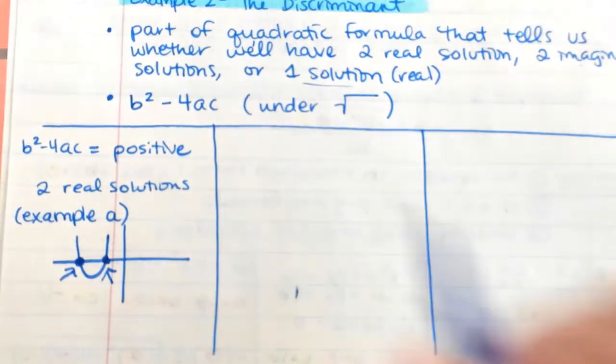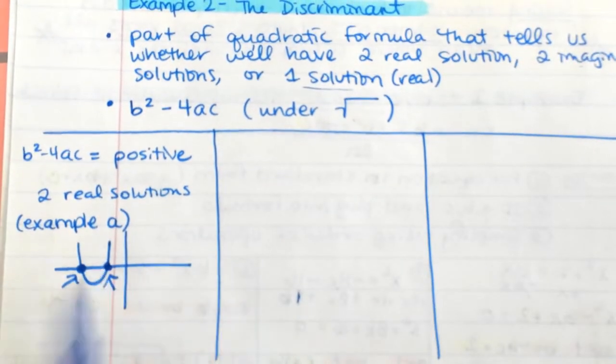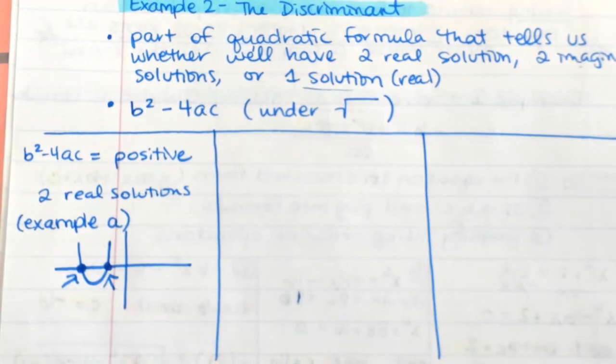Could it be going either way? Yeah, so it could be upside down instead, and it would just cross in two spots. Exactly. Good.